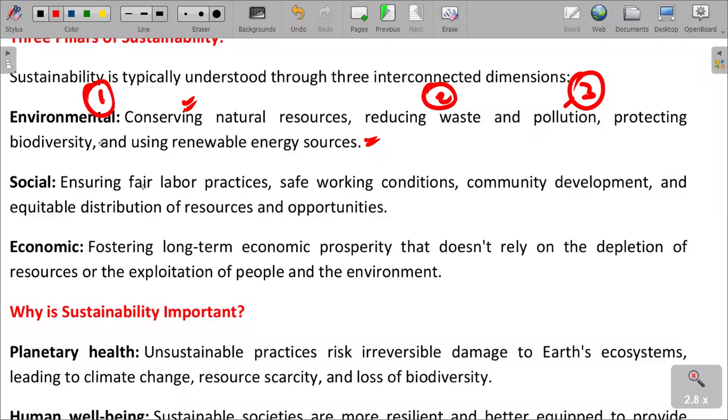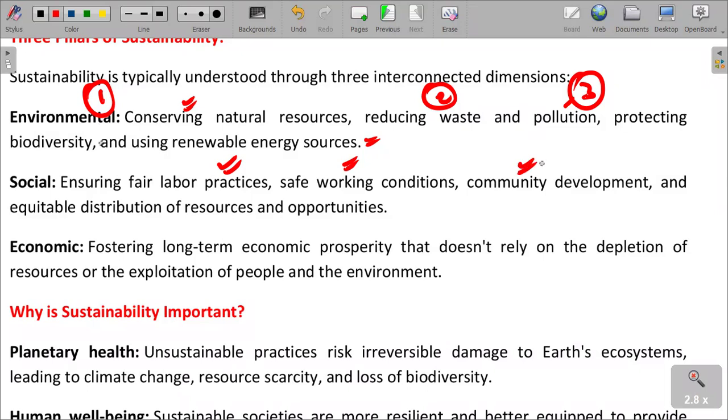And then social, ensuring fair labor practices. People must be paid. People must work. Our communities, our citizens need to get jobs, and they must be compensated. Safe working conditions can keep them healthy and make them live longer.